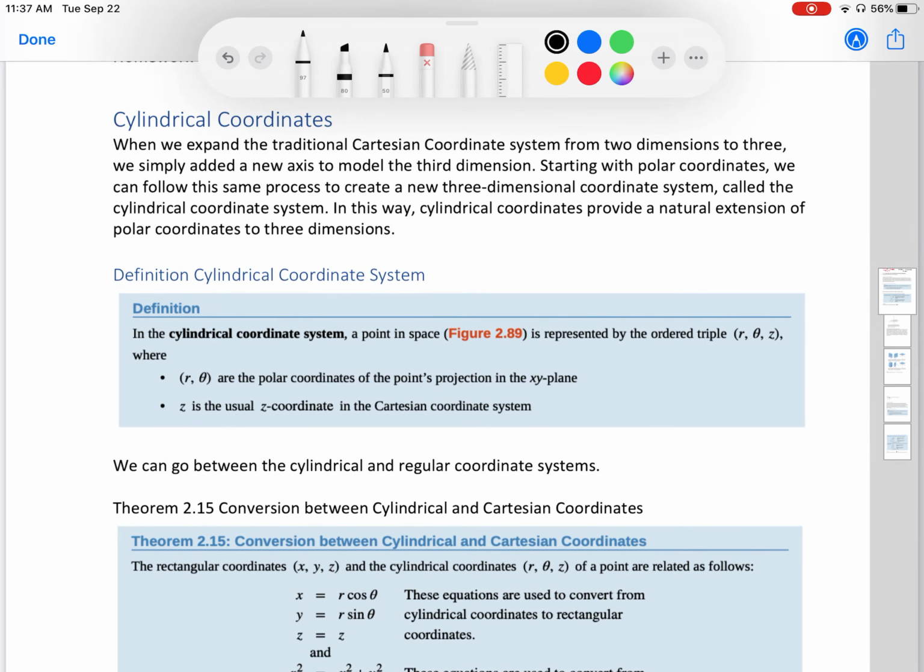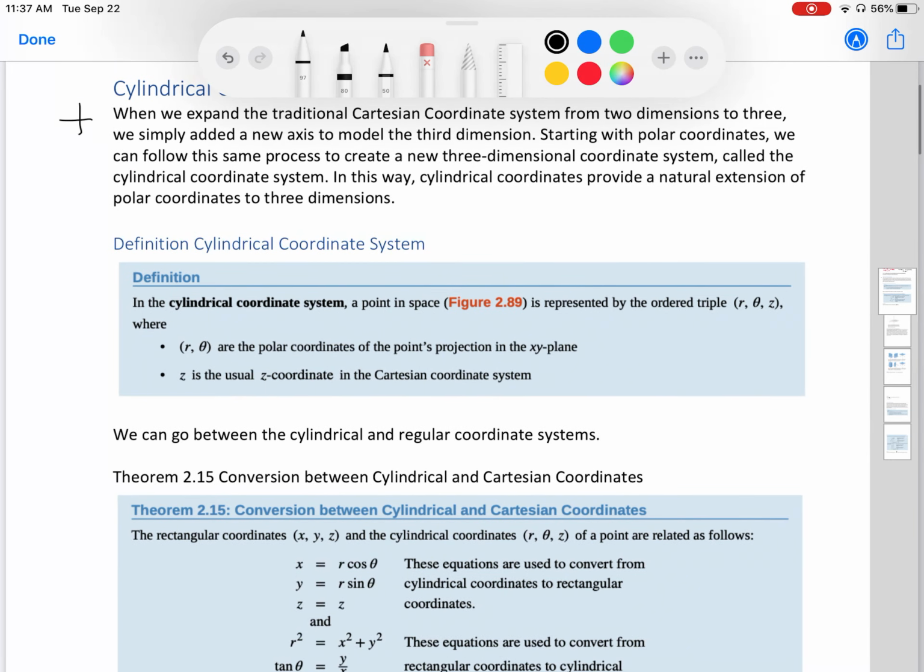When we expanded the traditional Cartesian coordinate system from 2 dimensions to 3, we simply added a new axis to model the third dimension. So when we worked with x, y, we then added another axis, z. Starting with polar coordinates, we can follow the same process to create a new 3-dimensional coordinate system called the cylindrical coordinate system. In this way, cylindrical coordinates provide a natural extension of polar coordinates to 3 dimensions.